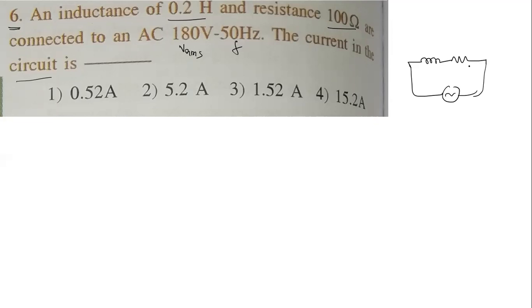Okay. Now we need to find out the current. To find out current, what we need to do? We need to find out the voltage, right? I mean to find, voltage is given. We need to find what now? Impedance. We need to find out impedance first. If we find impedance, it will be easy. So how to find impedance now?